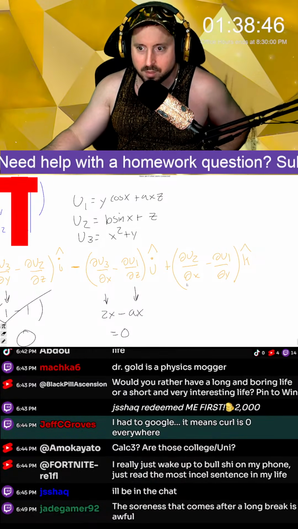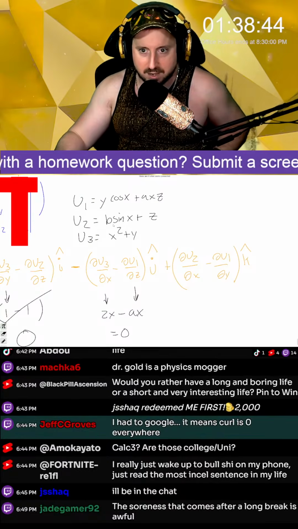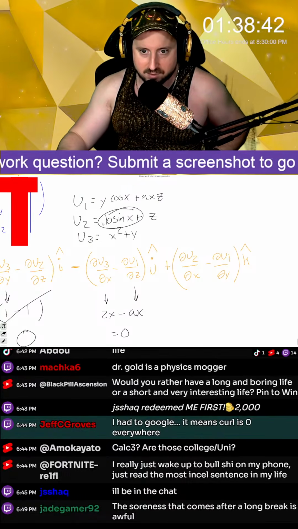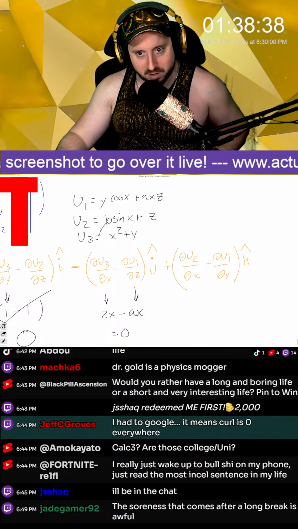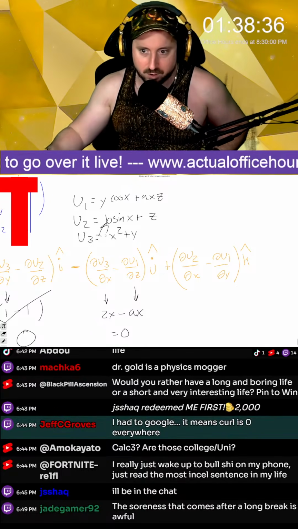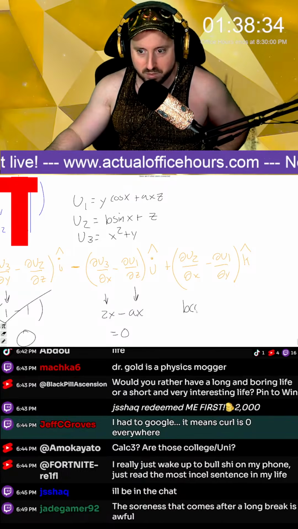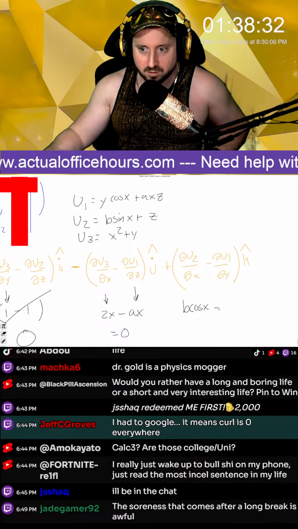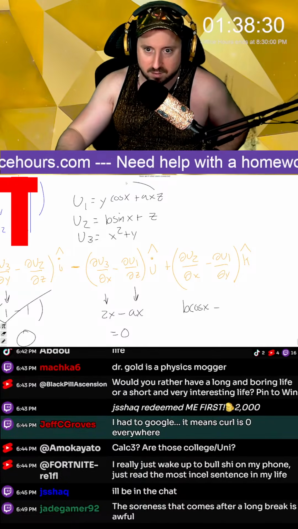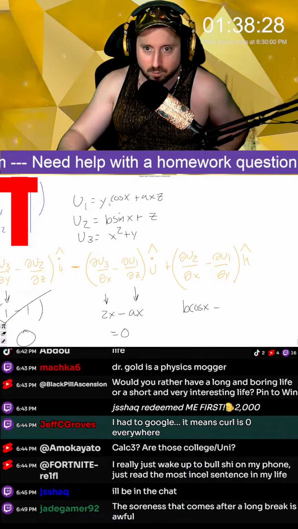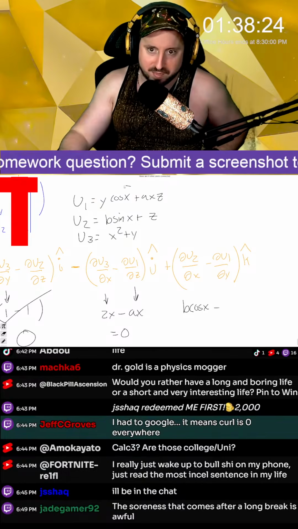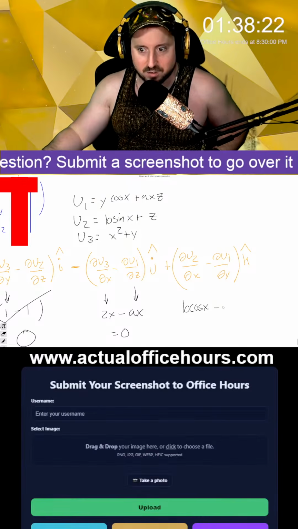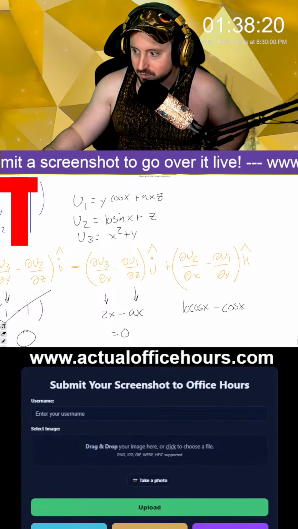And then this one, du2 dx, the only thing that has x is this, and the derivative of sine of x is cosine of x, but then b is a multiplier on it. So this is just going to be b cosine of x minus du1 dy. This is the only thing with y. The derivative of y is just 1, but then this is a constant attached to it. So this is just going to be minus cosine of x.